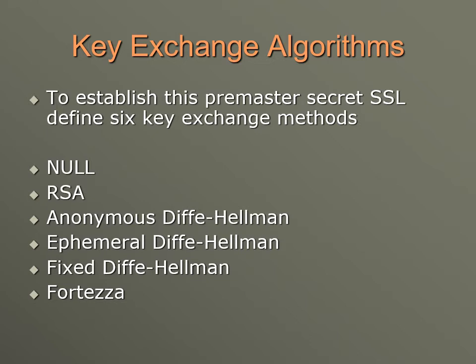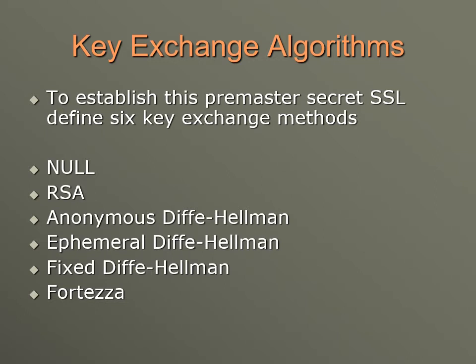Null means there is no key exchange in this method and no pre-master secret is established between the client and server. So both the client and server need to know the value of the pre-master secret beforehand, before starting the communication. Then comes RSA, where in this method the pre-master secret is a 48-byte random number, created by the client and encrypted with the server's RSA public key and sent to the server. After receiving, the server can decrypt it by using its own private key and can use it.